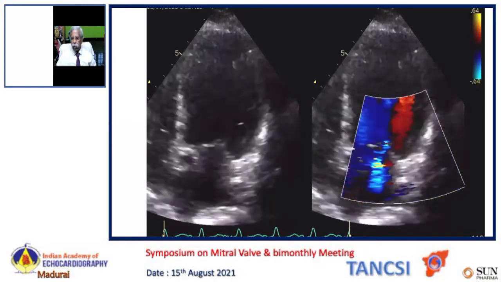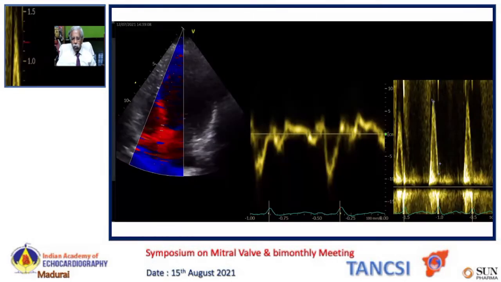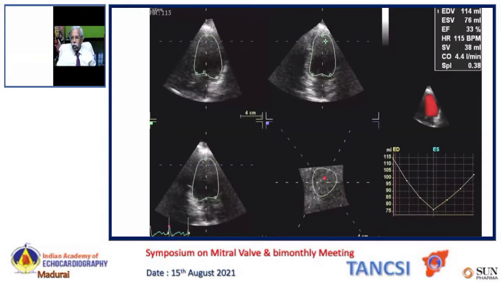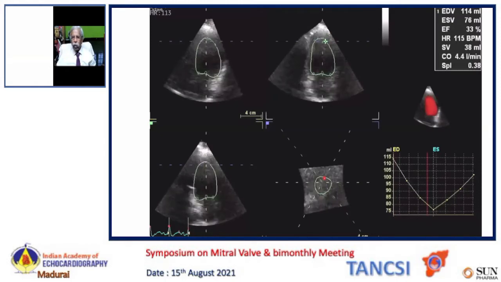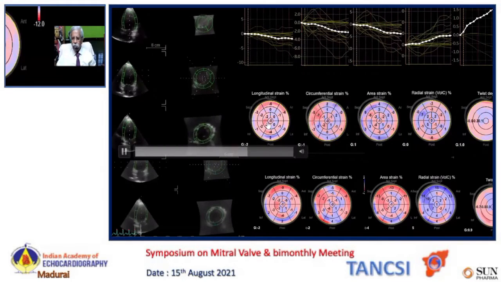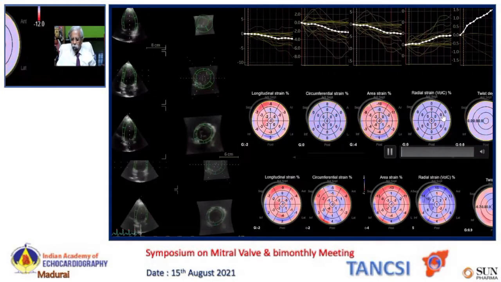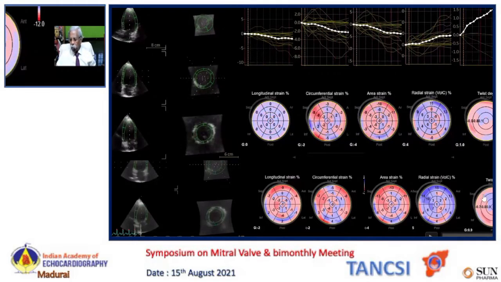This is our color Doppler view where you see grade 2 mitral regurgitation. And this is the E by E prime, which is markedly elevated in this patient, more than 25. And the ejection fraction by three-dimensional echocardiography is 33%. And here you can see the global three-dimensional strain: longitudinal strain, three-dimensional circumferential strain, which is -2, three-dimensional area strain, which is -4, three-dimensional radial strain is +5, and twist is 0.9 degrees.